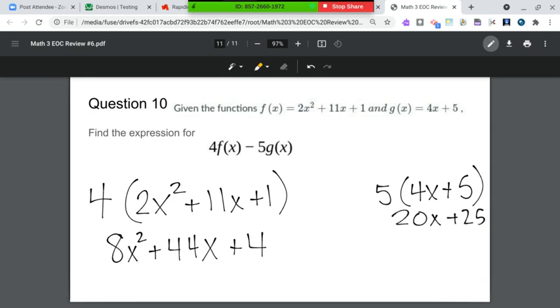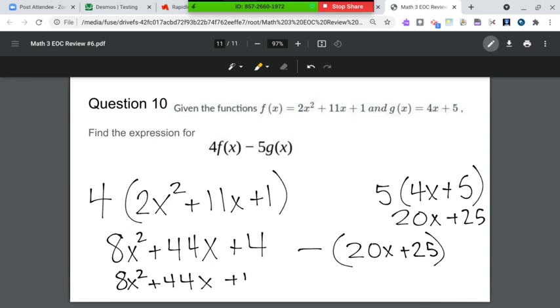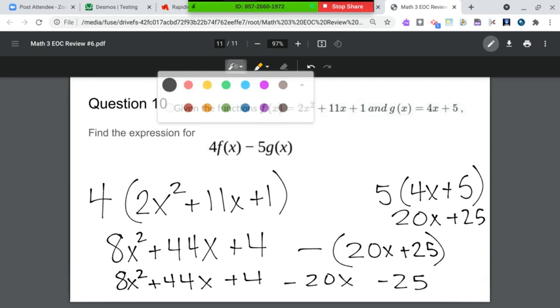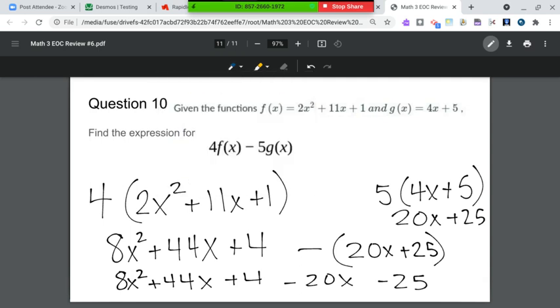Which is going to give us 20x plus 25. And then we're going to subtract, but when we subtract, we want to make sure we subtract the entire binomial, which means we have to distribute the negative in. So we are actually doing 8x squared plus 44x plus 4 minus 20x minus 25. When we simplify by combining like terms, we get 8x squared plus 24x minus 21.